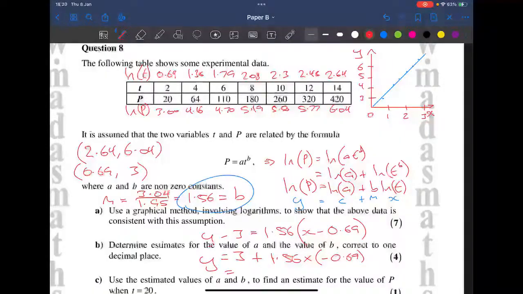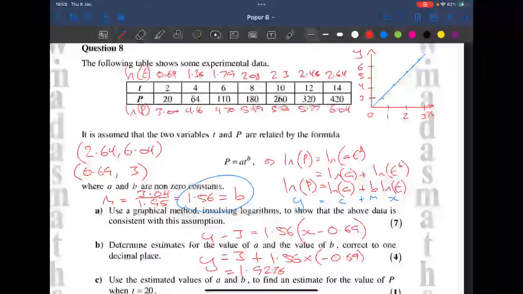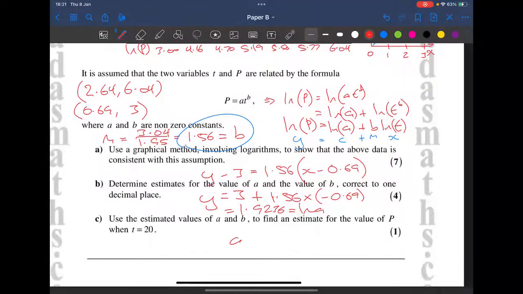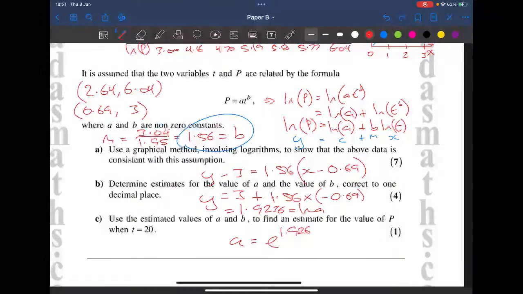So we get this value of 1.9236. And that is our y-intercept. In our rearrangement, that is the natural log of a. So this 1.9236 is equal to the natural log of a. So a itself is going to be e to the power of 1.9236.